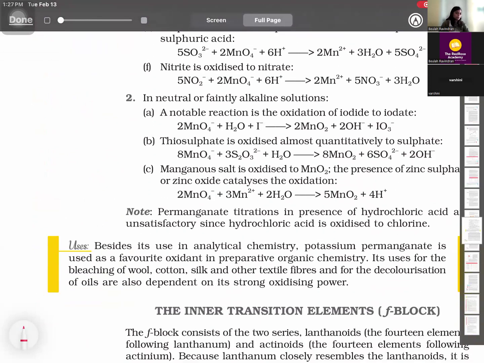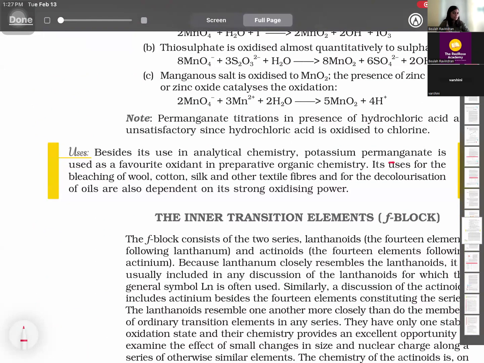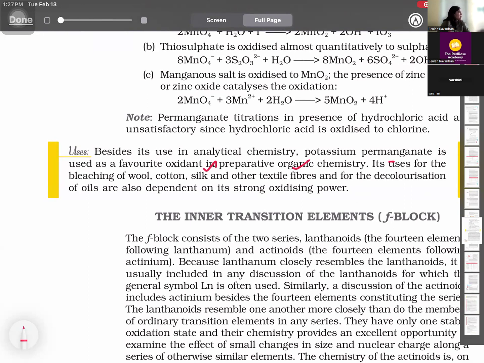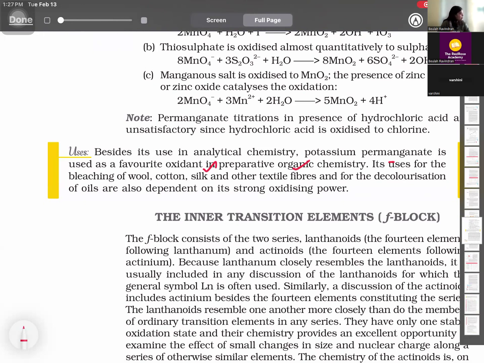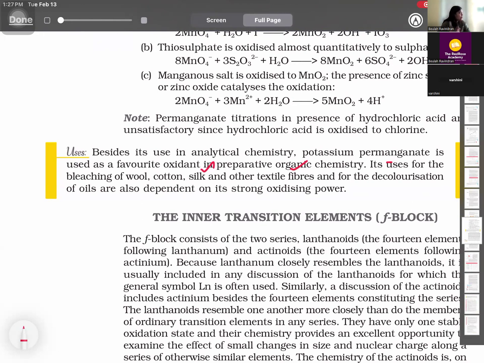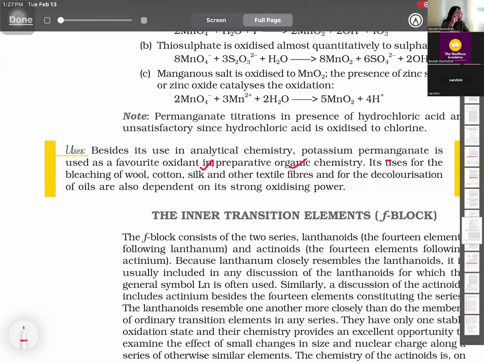So what are the uses? It is used as a favorite oxidant in preparative organic chemistry, because it is easily reduced and oxidized; it can easily remove or add electrons. In your book, only the electrolytic process is given, but I've taught you the chemical method also. If you are asked questions in that manner, you have to write the chemical method.